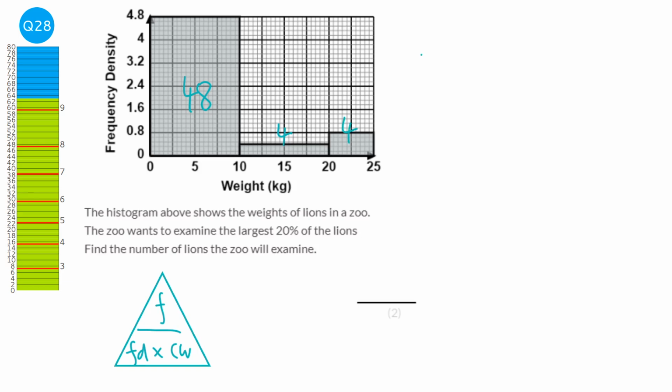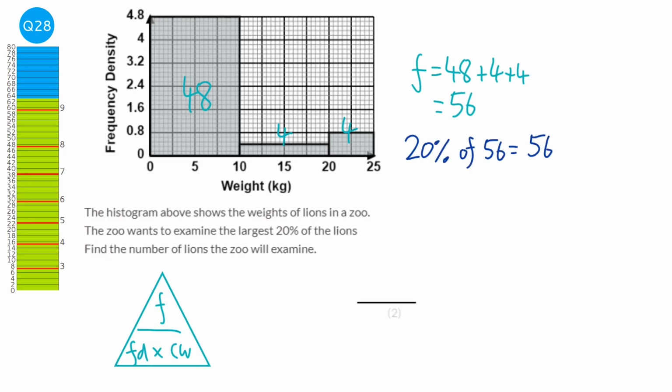Work out the total frequencies, so it would be 48 plus 4 plus 4, which will be 56. So 56 lines in total, and they only want to see the largest 20%. So we're just going to work out 20% of 56, which we can do by just multiplying it by 0.2, and that'll give us 11.2. Now you can't have 0.2 of a line, so we can just round that to 11.